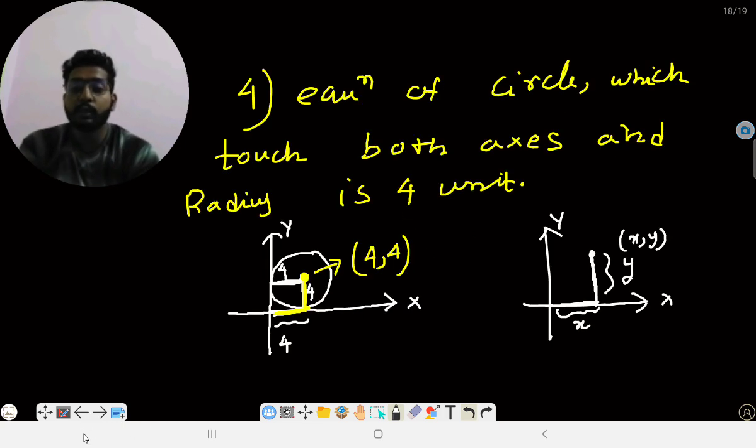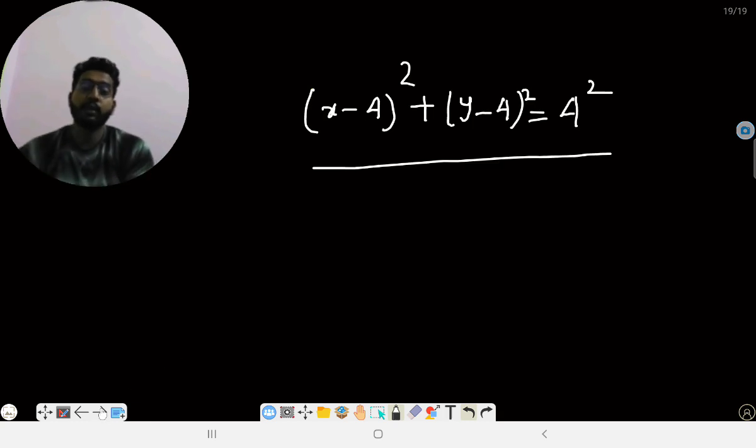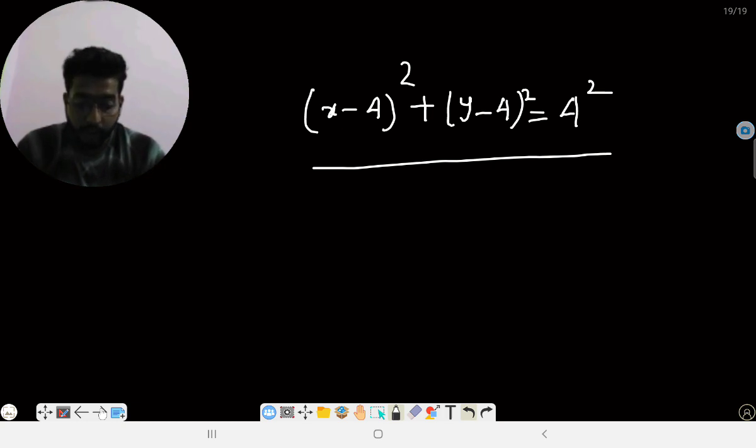So remember this: whenever a circle touches both axes, the center coordinates and the radius will be the same. Here the radius is given as 4, so the center is (4, 4). If the radius is given as 5, then the center will be (5, 5), whenever the circle touches both axes. So remember this. You just need to draw the figure, and you will get the answer properly. Now the next one is given like this.